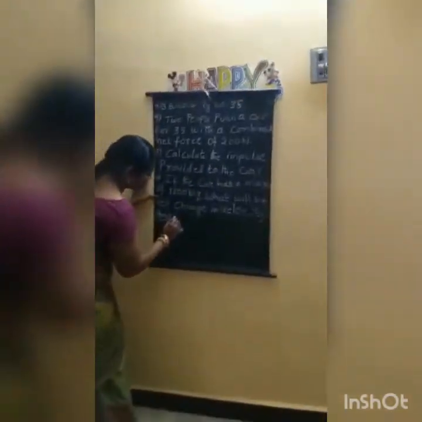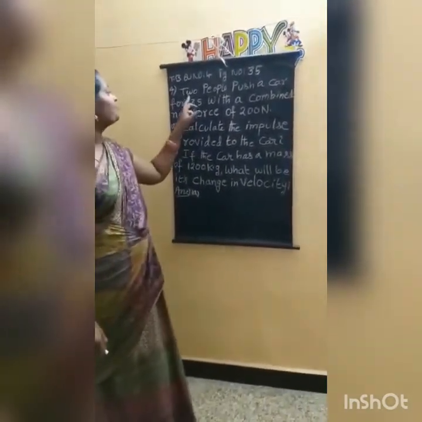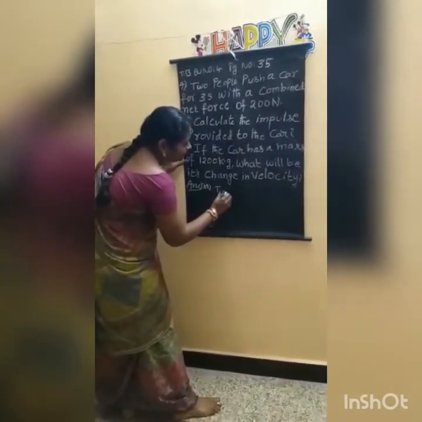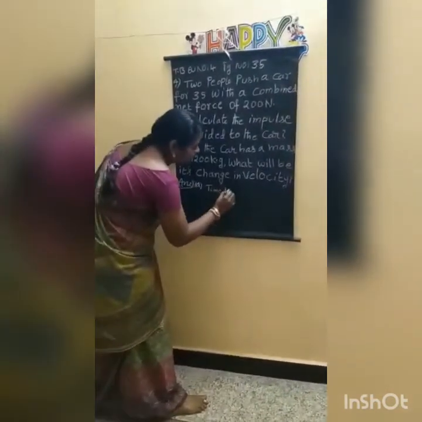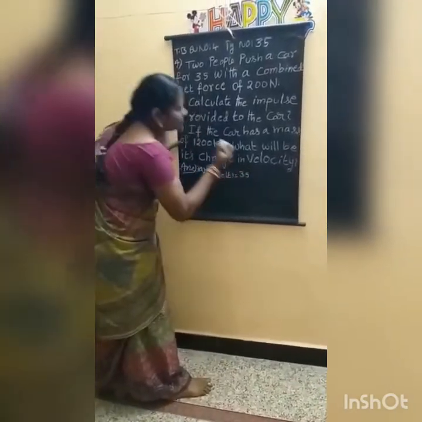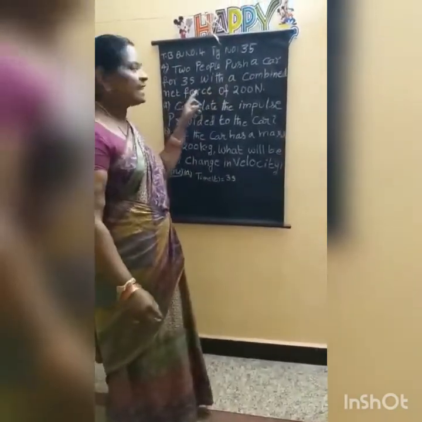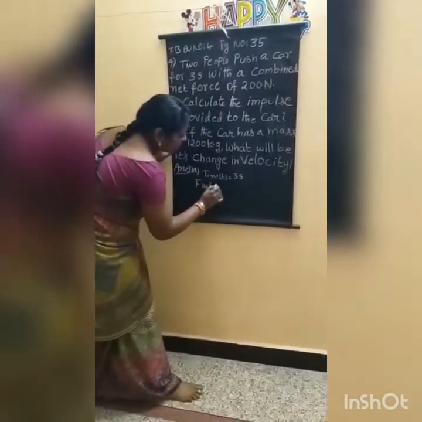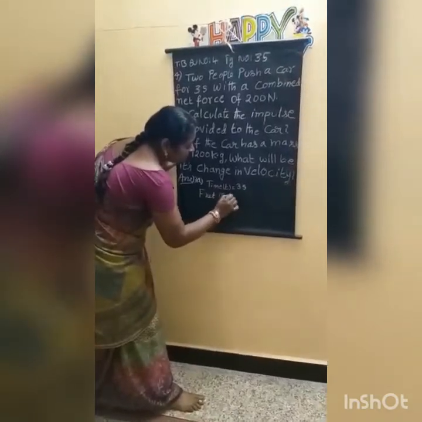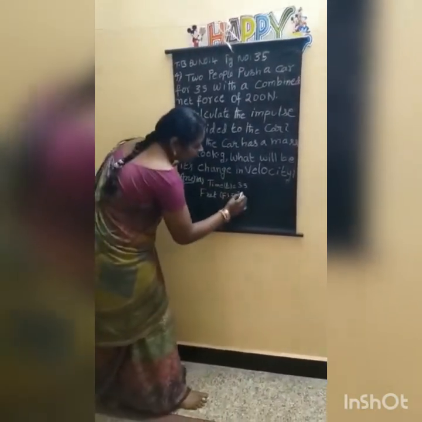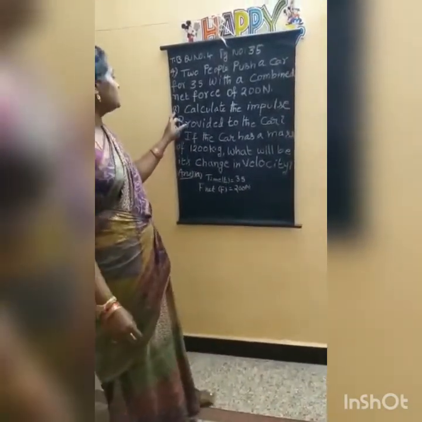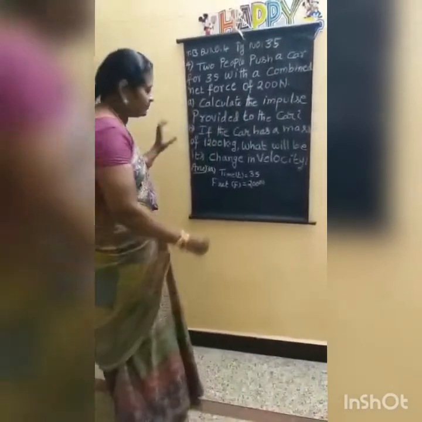For the first one, what values are given in the problem? For 3 seconds, that is time. Time is represented with the letter T, 3 seconds. With a combined net force. Net force means F net, represented by the letter F. How much? 200 newtons. Which value do we find out? Provided to the car, impulse.